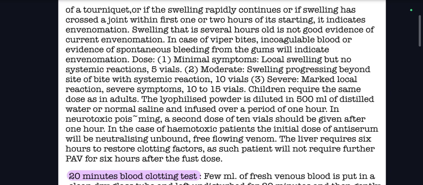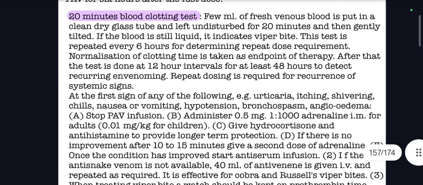In the case of hemotoxic patients, the initial dose of antiserum will be neutralizing unbound free-flowing venom. The liver requires 6 hours to restore the clotting factors. As such, the patient will not require further PAV for 6 hours after the first dose. So what they are trying to say is, in minimal symptoms you will be giving 5 vials, in moderate you will be giving 10 vials, and in severe you will be giving 10 to 15 vials. Children require the same dose as adults and it is diluted in 500 ml of distilled water. So this was all about your treatment.